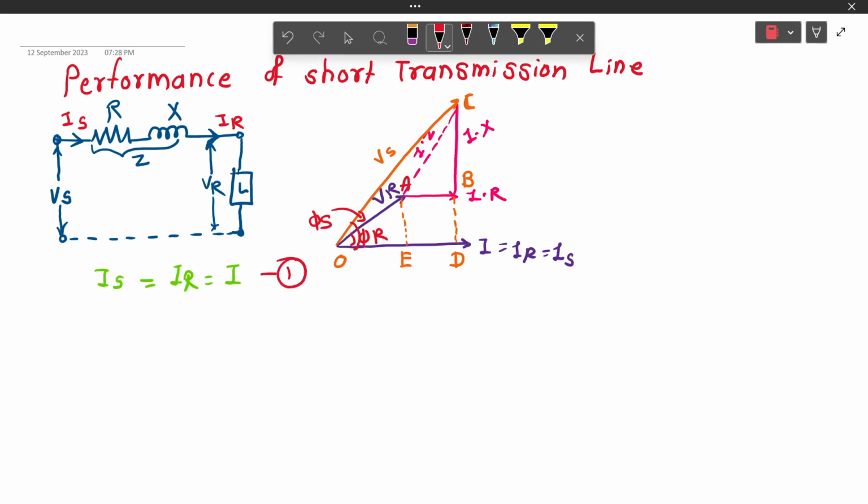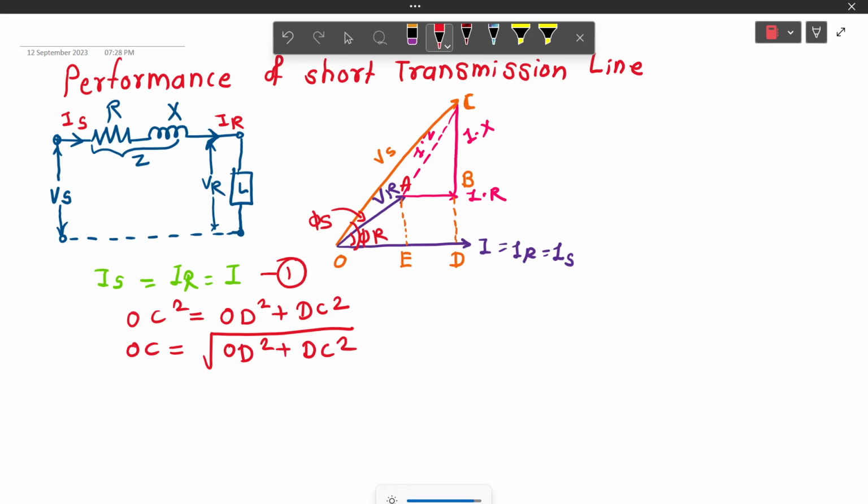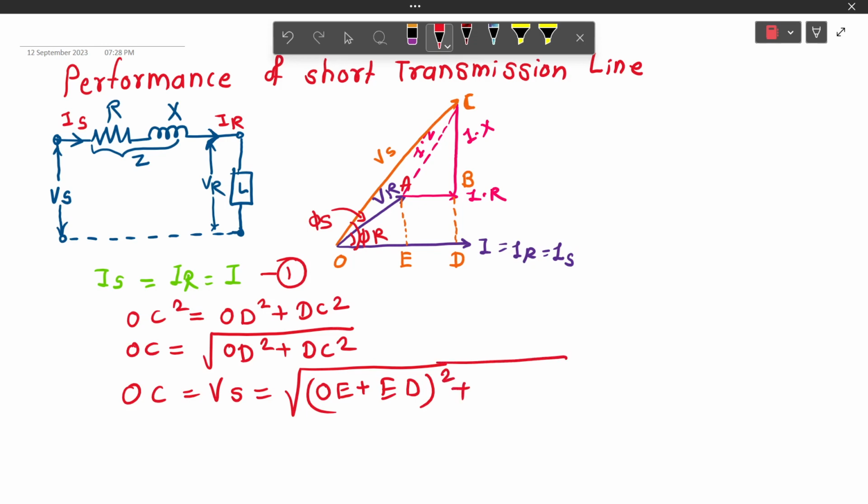Now, for finding Vs value, apply Pythagoras to triangle ODC. Here, OC square is equal to OD square plus DC square. Hence, OC becomes equal to root of OD square plus DC square. Now OC is nothing but Vs, which is the root of OD written as (OE plus ED) whole square plus (DB plus BC) whole square.